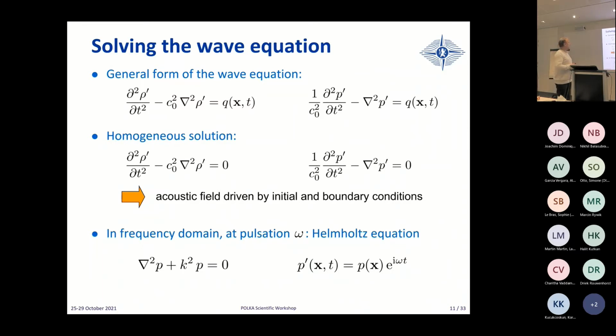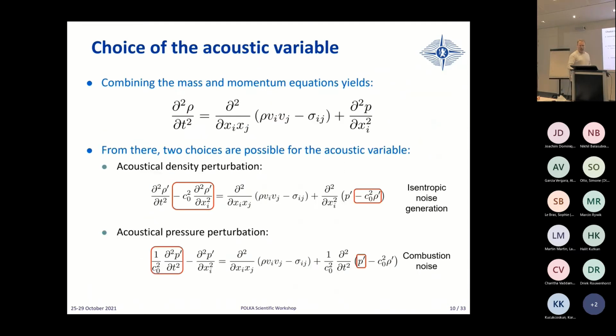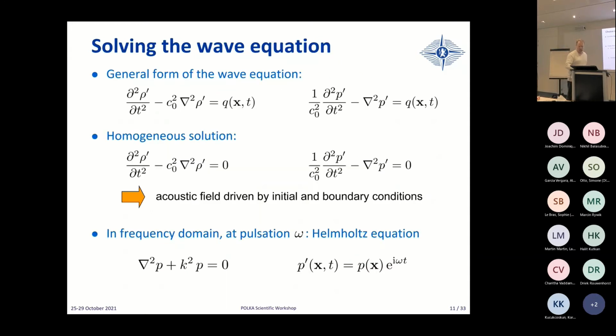Okay, so we have our wave propagation equation, which we have obtained with a Lighthill tensor. I'm not going to rewrite the Lighthill tensor every time, so I'm going to simply write the source term as a general source term Q of x, t. That's my source term, that you can have for either the acoustic density perturbation or the acoustic pressure perturbation as acoustic variable.